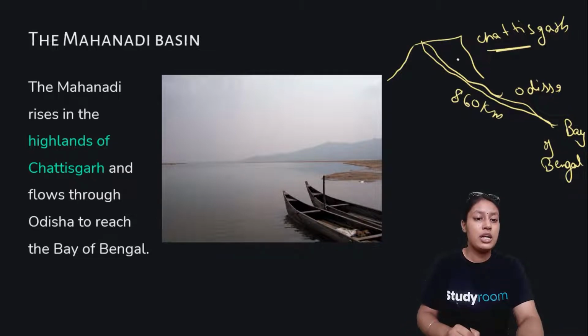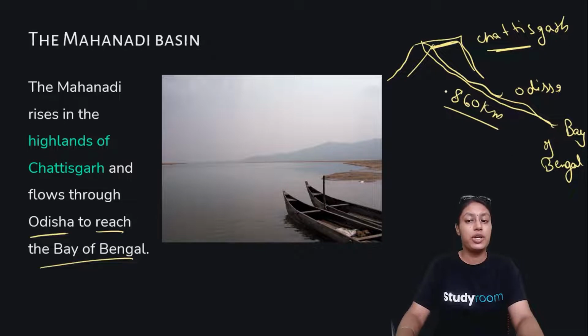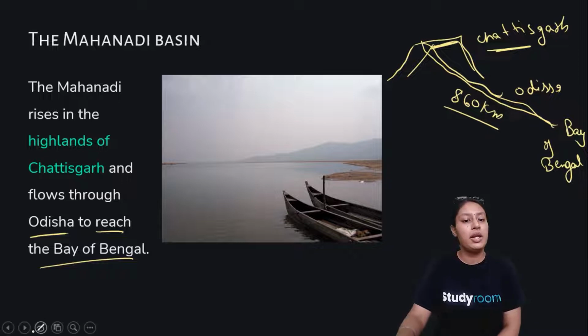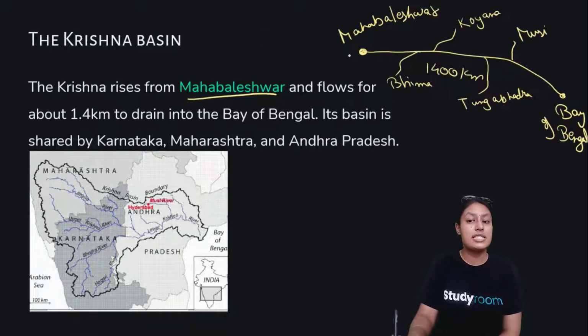Next, we will learn about Mahanadi. Mahanadi rises in the highlands of Chhattisgarh, and it flows through Odisha and reaches the Bay of Bengal. Its total length is 860 kilometers. So this is about Mahanadi.